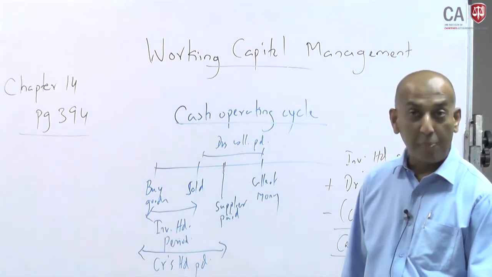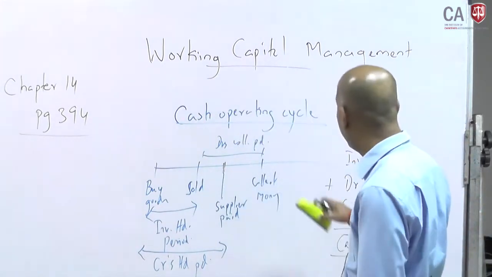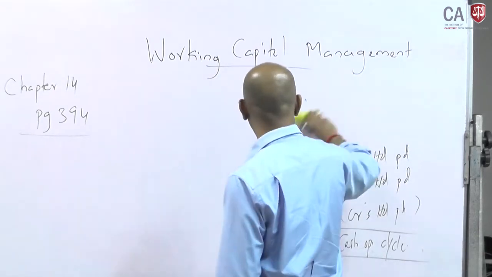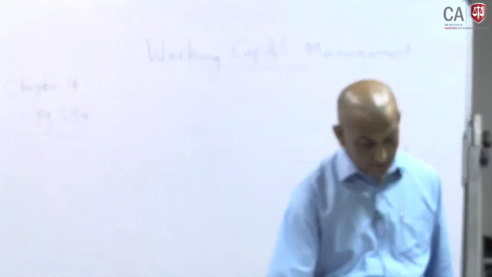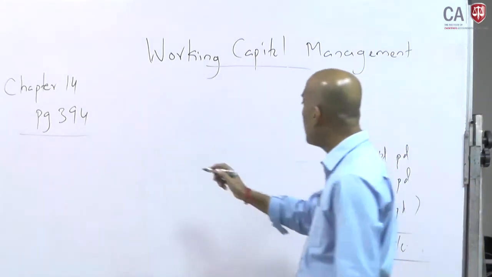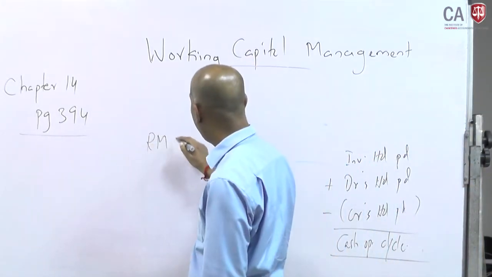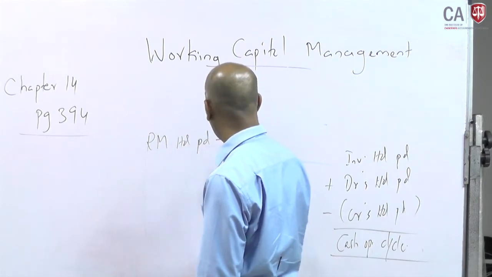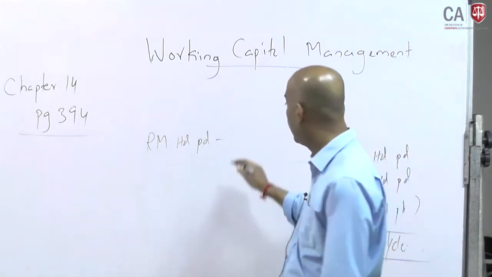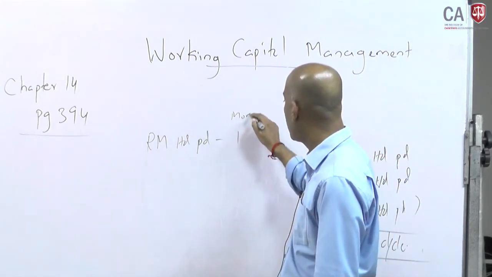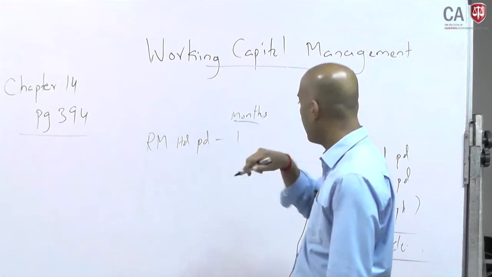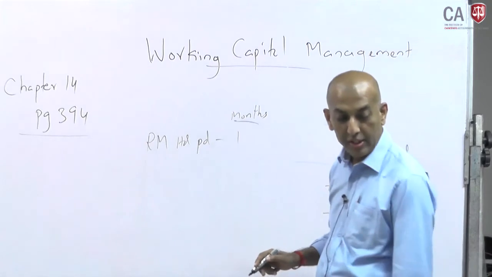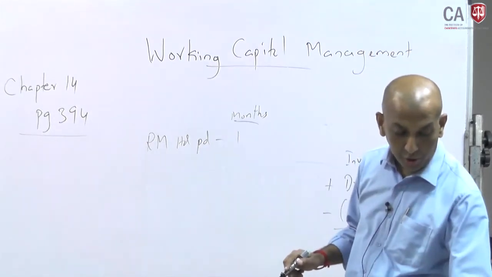Customers take 1.5 months to pay. Okay. So, if you take the time intervals, the raw material inventory holding period is 1 month. If you take it in months, 1 month. Then time taken to produce the goods, it takes 2 months to produce the goods.